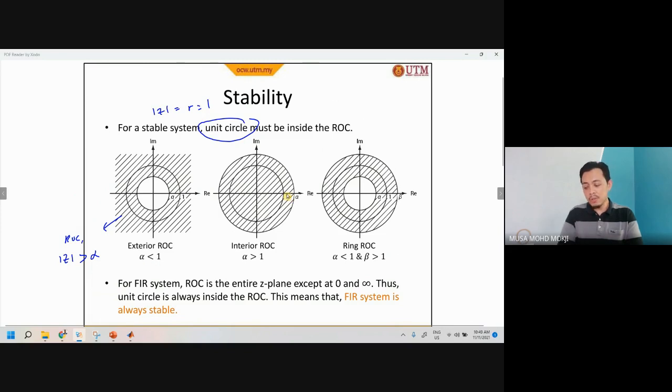So what is the conclusion? The conclusion is this is actually the third method of checking stability and causality. Checking the stability and causality in the Z domain is done by checking the ROC. So causality: ROC must be greater than. Stability: unit circle must be inside ROC.